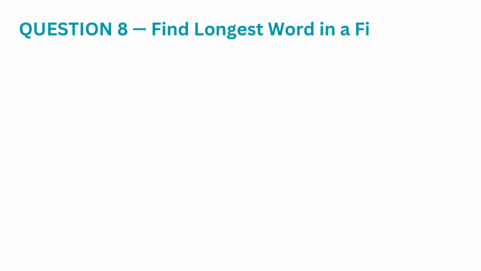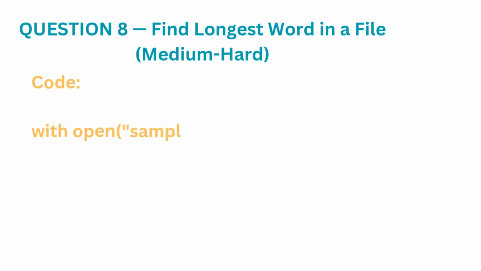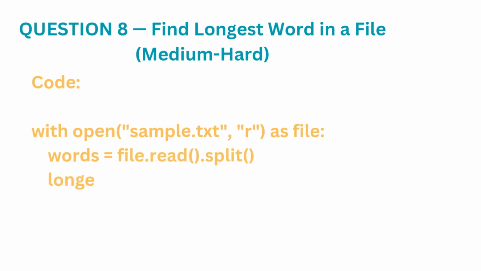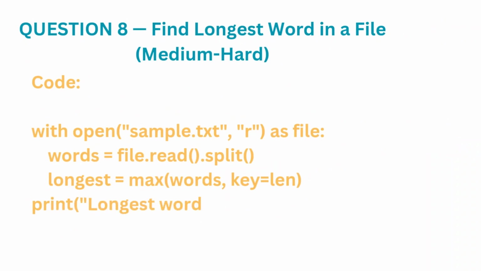And the next question is find longest word in a file. To find the longest word in a file, we first have to use the max function with key equal to length, that finds the word with maximum length. So the code will be with open sample.txt r, is used for read the file, and words should be file.read.split, and longest should be max of words and key equal to length, that should print the longest word.